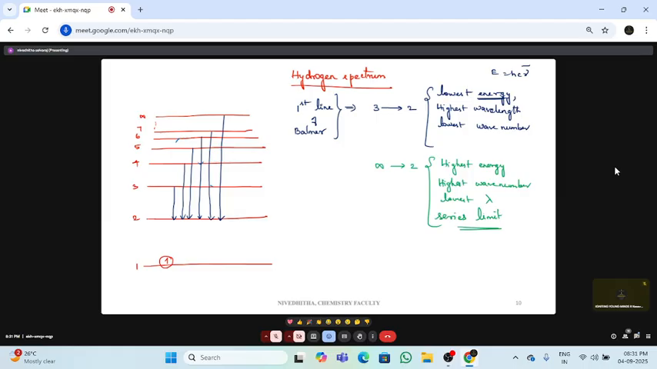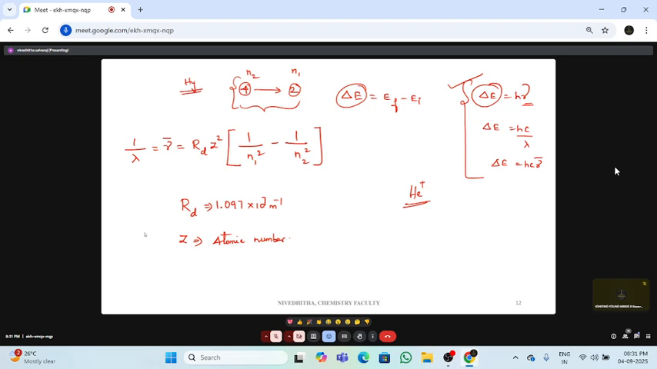They'll give you any of these clues to find the values of N2 and N1. Okay, is that clear? Any doubt? No, ma'am. Okay. So we'll do one problem.